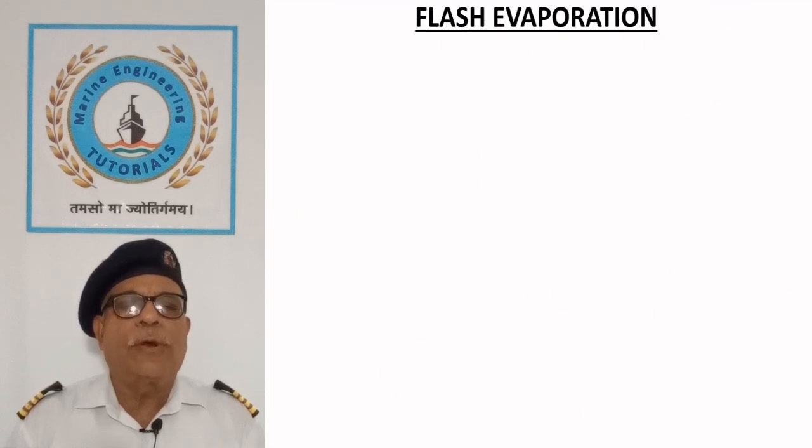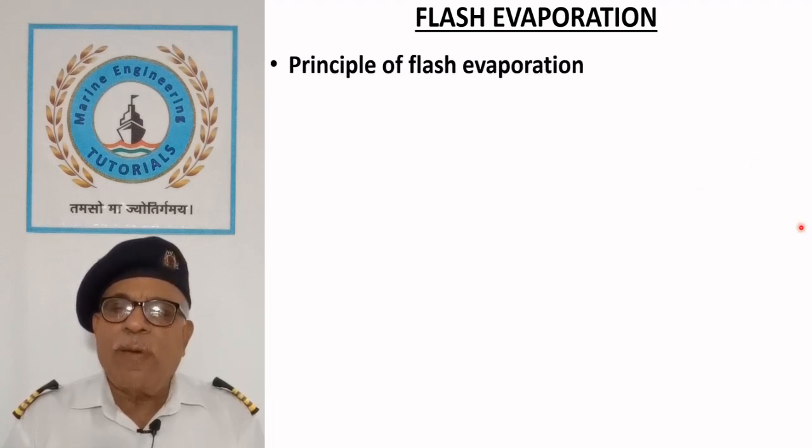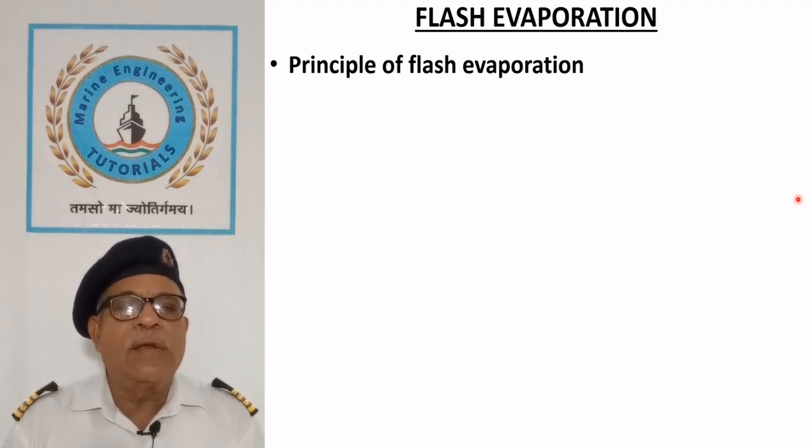Flash evaporation. Principle of flash evaporation. Flash evaporation works on the principle that boiling point of a liquid can be reduced by lowering its pressure. We know that water boils at temperature of 100 degrees centigrade at atmospheric pressure. But if the pressure is reduced to 0.06 bar, water boils at 40 degree centigrade.